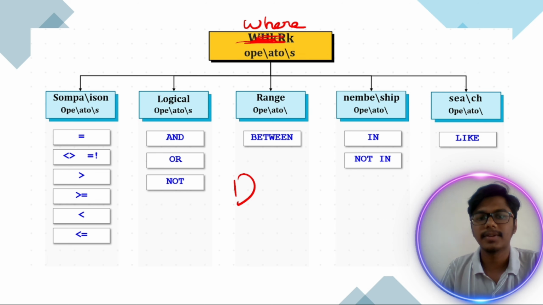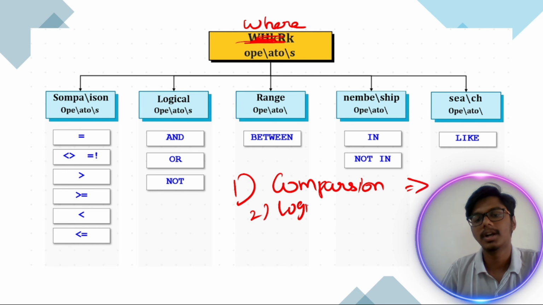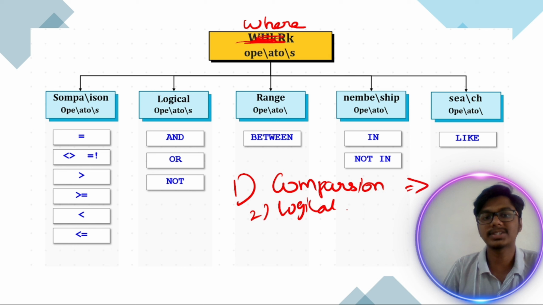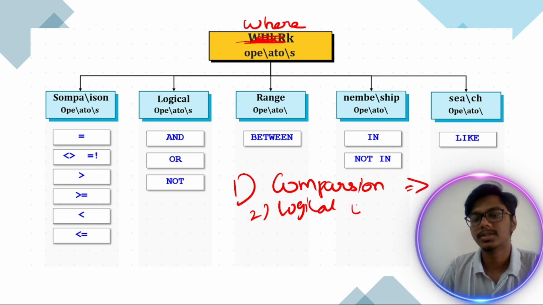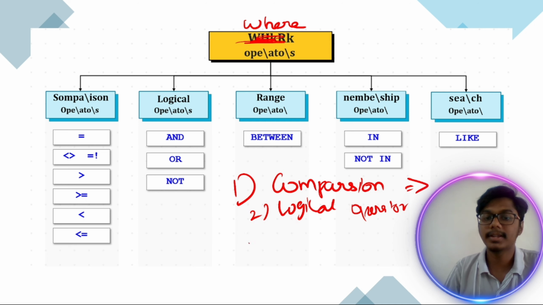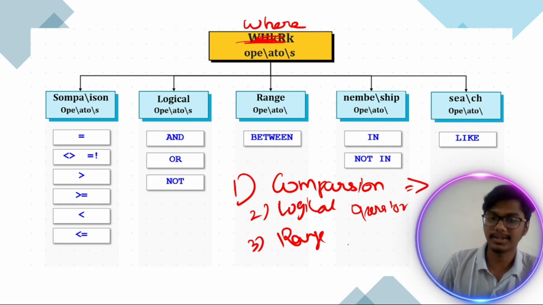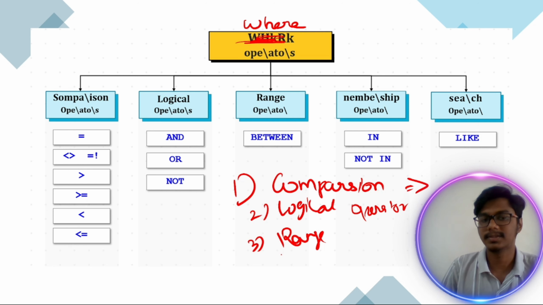First one, the comparison operator. The comparison operator is used for comparing two things, how the things are equal. Let me discuss it later. The second thing is the logical operator. In my Python crash course itself we discussed the logical operator, so I will discuss it here again. The third is the range operator. Range operator is nothing but BETWEEN. We will discuss these operators briefly.